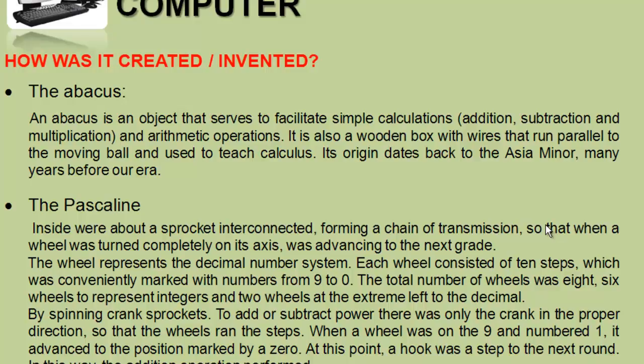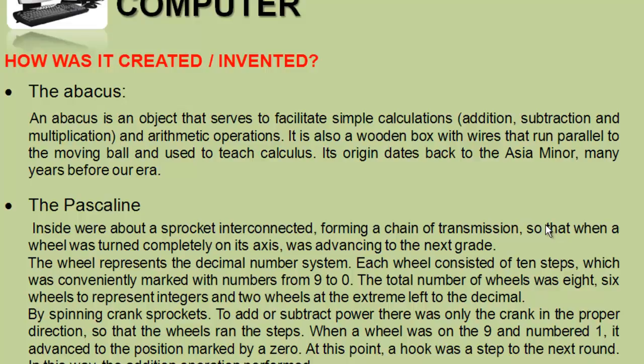The Pascaline. Inside were a number of sprockets interconnected, forming a chain of transmission, so that when a wheel was turned completely on its axis, it advanced the next one. The wheels represent the decimal number system. Each wheel consisted of 10 steps, conveniently marked with numbers from 9 to 0. The total number of wheels was 8. Six wheels represent integers and 2 wheels at the extreme left represent decimals.